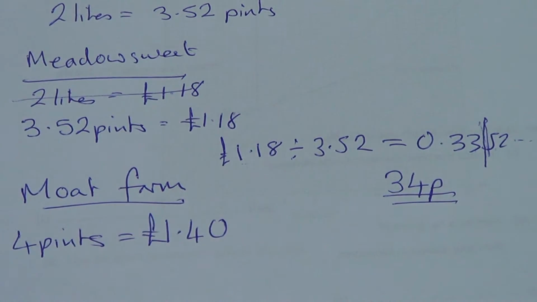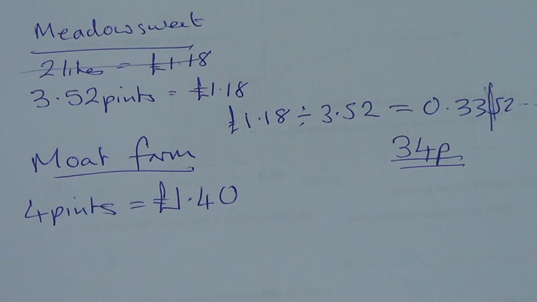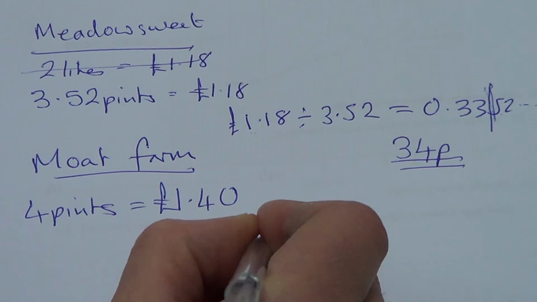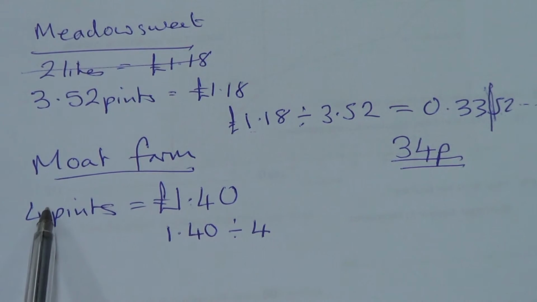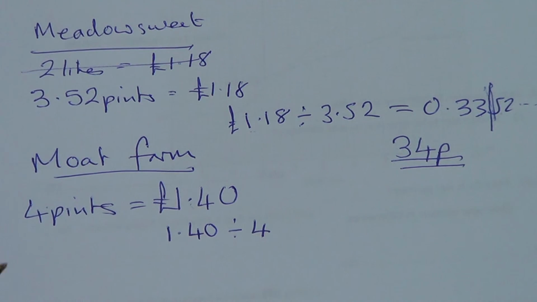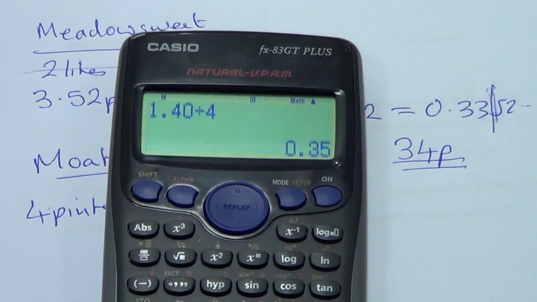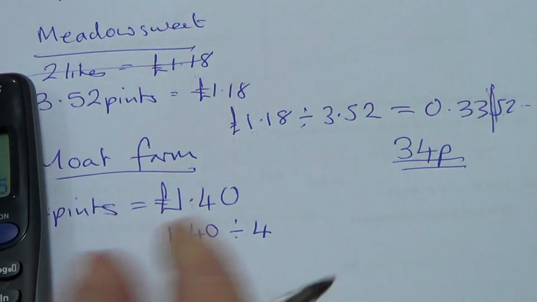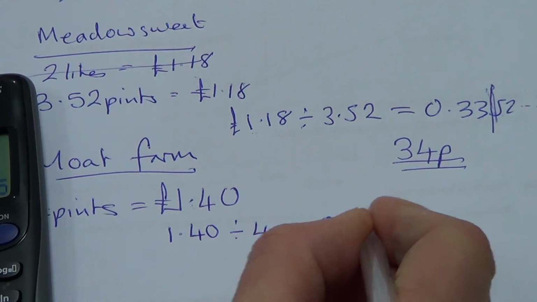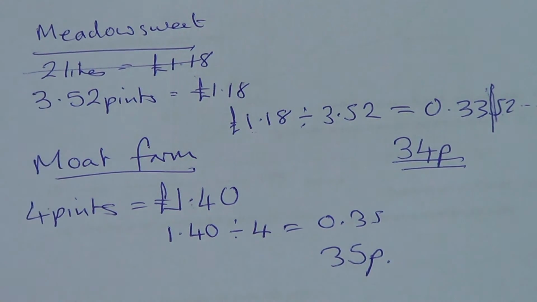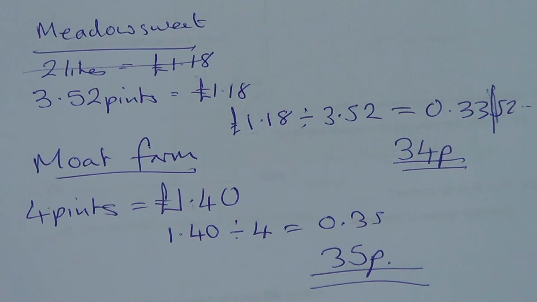I'm going to do exactly the same calculation for my Moat Farm. I'm going to go £1.40 divided by 4 pints. So £1.40 divided by 4. Get my calculator out. That comes up exactly 0.35, so we know that's exactly 35p. Okay, so we've got two answers, 34p and 35p.